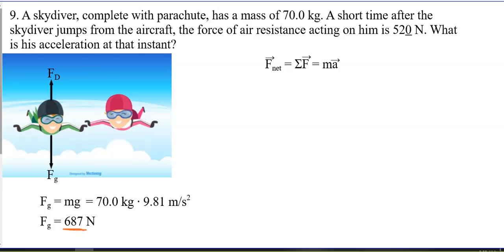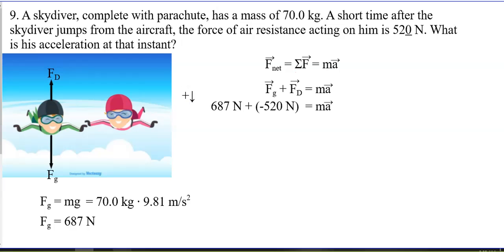We have two forces. We have his weight and we have his air drag. Since your net force is the sum of all forces acting, I've got weight plus the actual drag, because again, you're always adding the forces. From here, we need to know which way is going to be our positive direction. If our body is moving down, we should probably make down the positive direction, because that would be the direction of the acceleration.